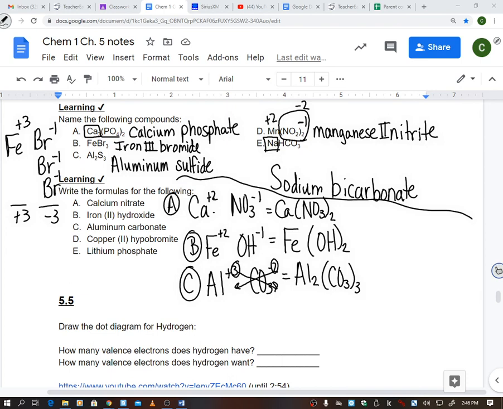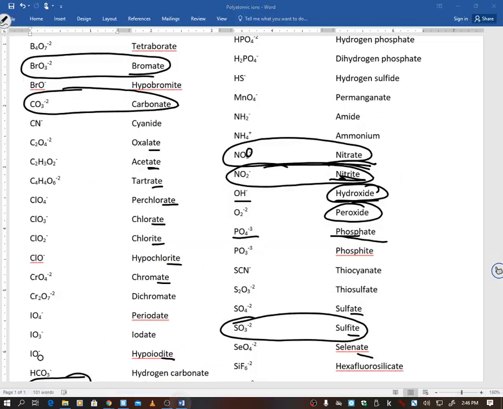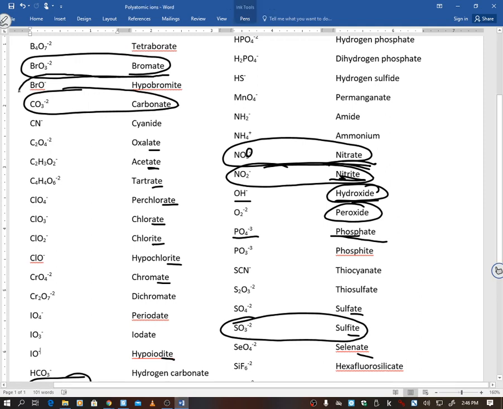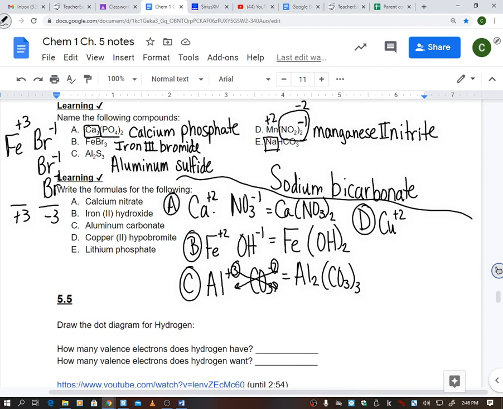All right. D, I've got copper 2, Cu +2, hypobromite. That is one I do not see a lot on here, but it is right here. It is BrO with a -1. So I'm going to crisscross these. This is going to equal Cu(BrO) with parentheses and a 2.